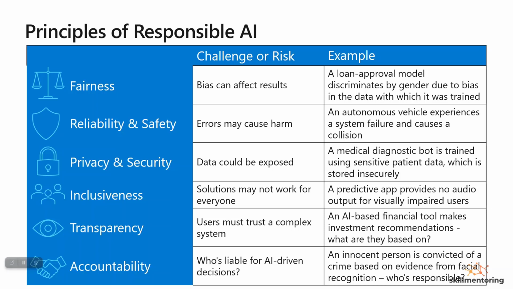Now, when organizations start adopting artificial intelligence, it is very important that there is accountability behind the use of them. So who is liable for an AI-driven decision? Maybe it is possible that an innocent person is convicted of a crime based on evidence from facial recognition. Now who is responsible? The company which is using it, or the company which developed it? All the while, whenever organizations adopt or develop an artificial intelligence based solution, they have to keep in mind the responsibility that is there with them.